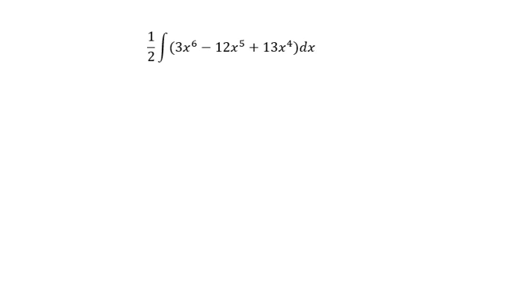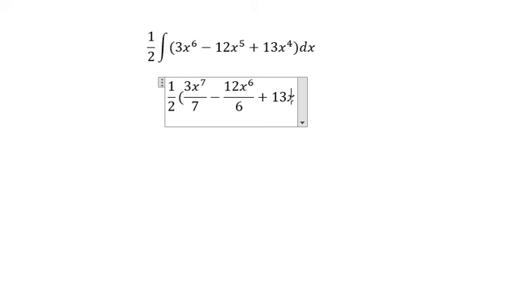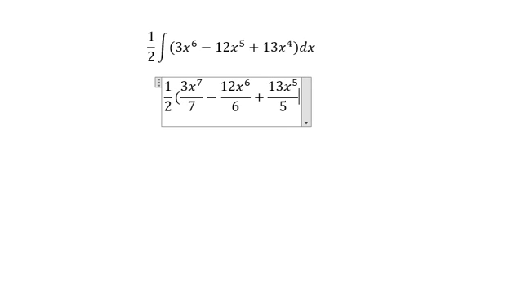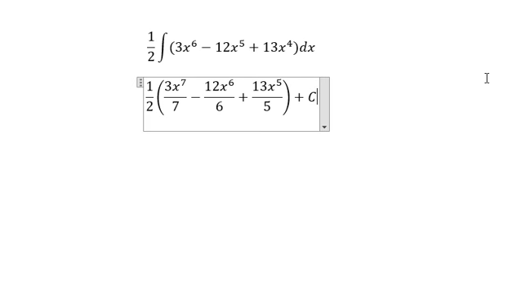That should be about 3x to the power of 7 over 7, negative 12x to the power of 6 over 6, 13x to the power of 5 over 5, plus c. 12 divided by 6, you got about 2.